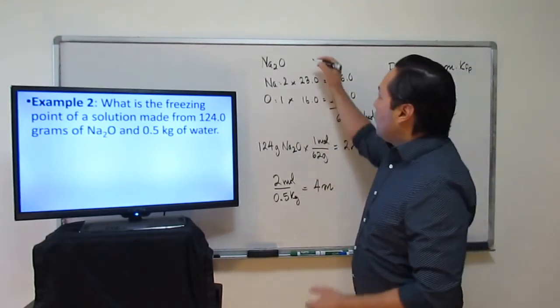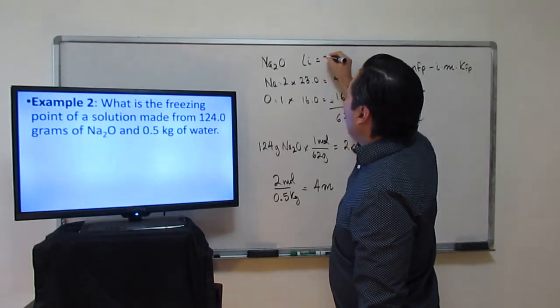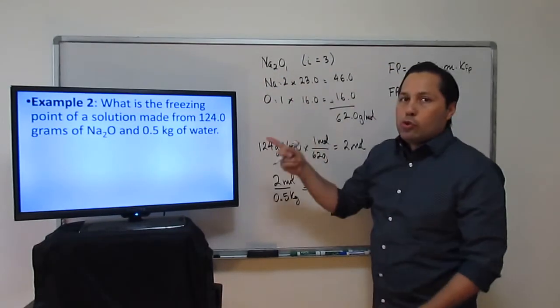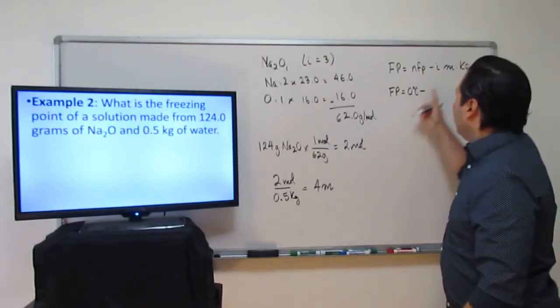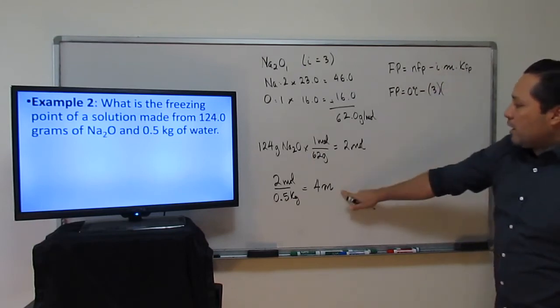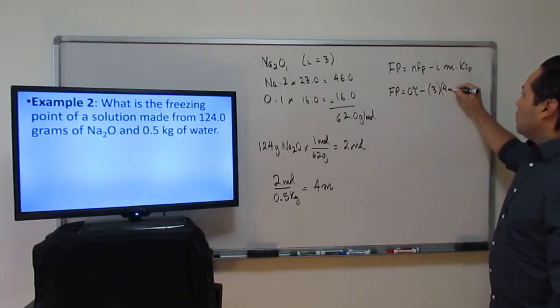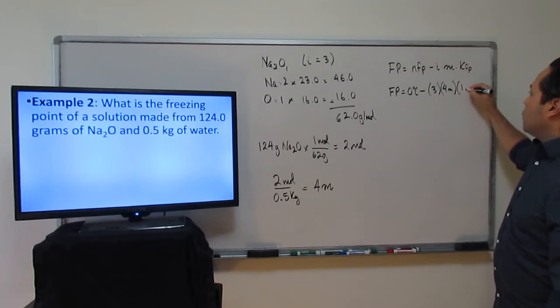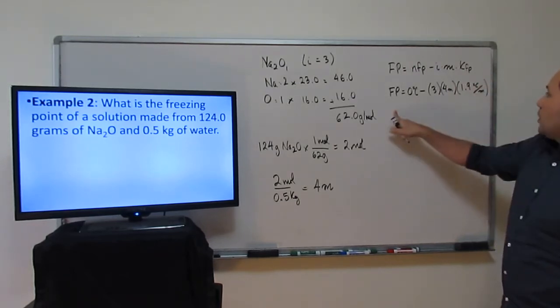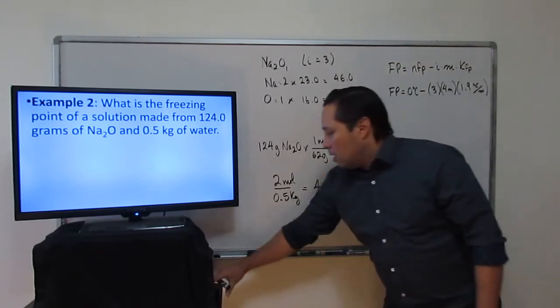All right, so the Van't Hoff factor is going to be 3 because it's going to split up into 3 pieces, 2 sodiums and 1 oxygen. So for the i, our factor right there is going to be 3. Molality, we just got it, 4 molar. And the constant is 1.9 degrees per molal. Alright, so that will be our formula.